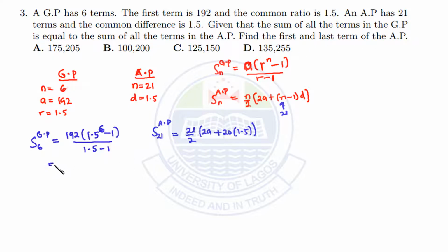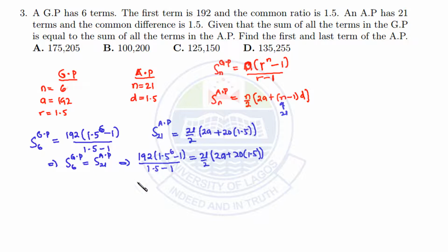What does that imply? That implies that S6 of the geometric progression is the same thing as S21 of the arithmetic progression. That means if we equate this together, we are going to have 192 open bracket 1.5 raised to power 6 minus 1 divided by 1.5 minus 1 to be equals to 21 over 2 open bracket 2a plus 20 times 1.5. And if we simplify this, we have 3990. That's if we evaluate this, we are going to have 3990 equals 21 over 2 open bracket 2a plus 20 times 1.5.